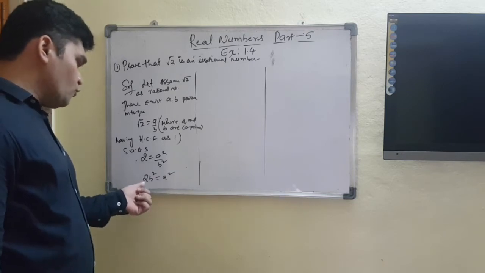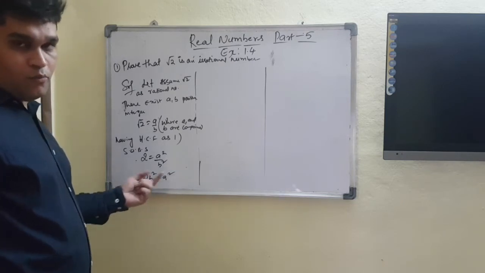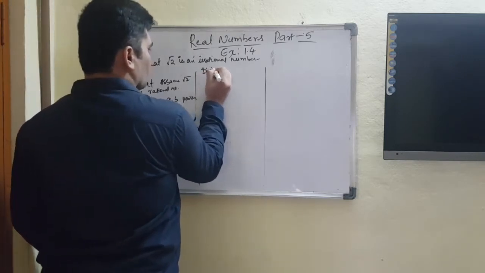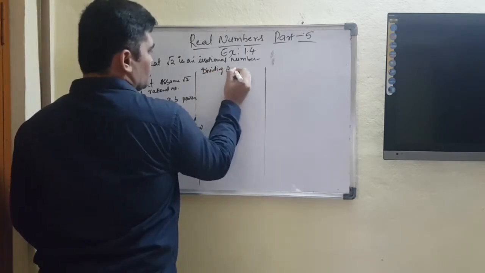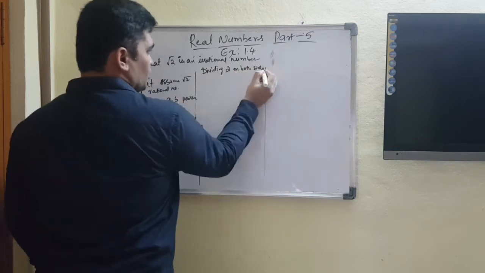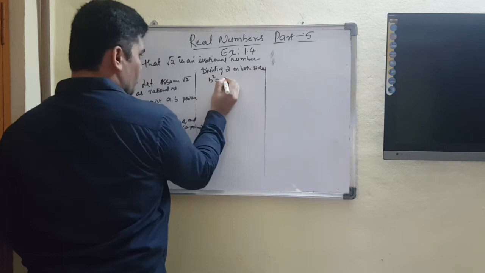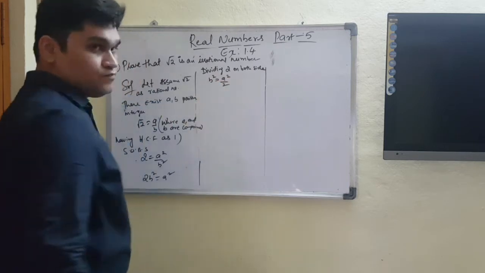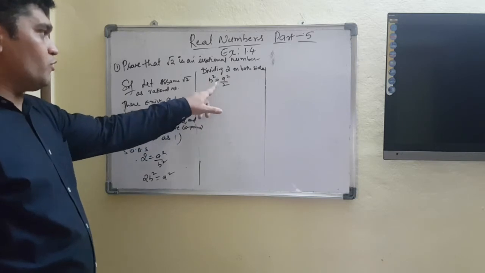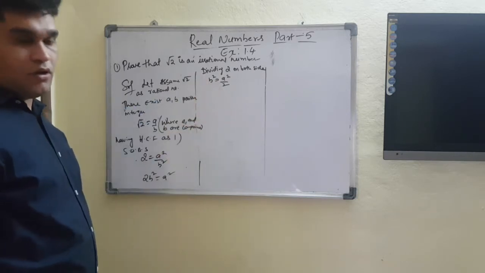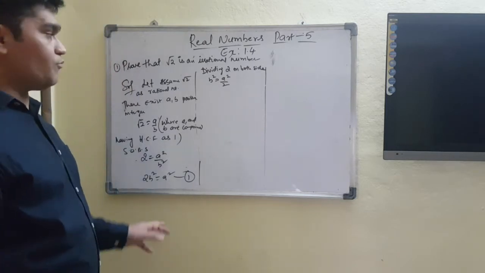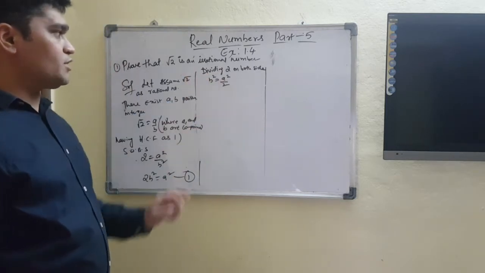If I want to remove 2, what am I going to do? I am going to divide by 2 on both sides. So what will be? It will be b square equal to a square by 2. Simple, because if I divide 2 by 2, the 2 is removed. So b square equal to a square by 2. I am going to consider this as my first equation.